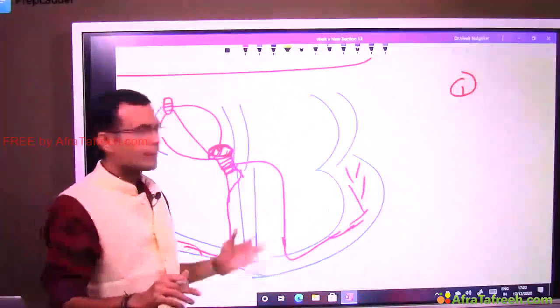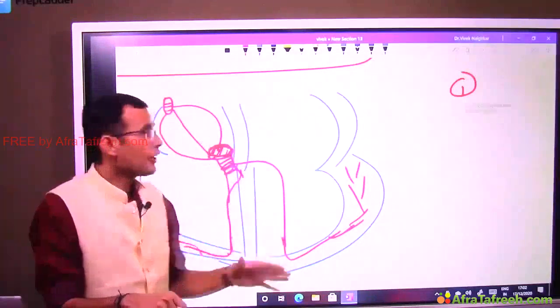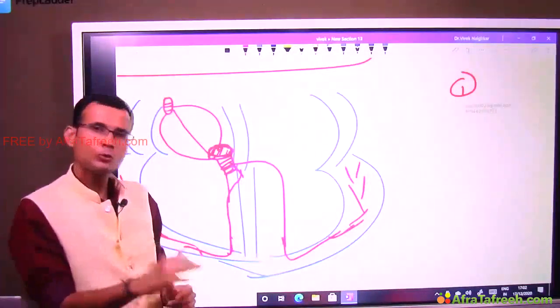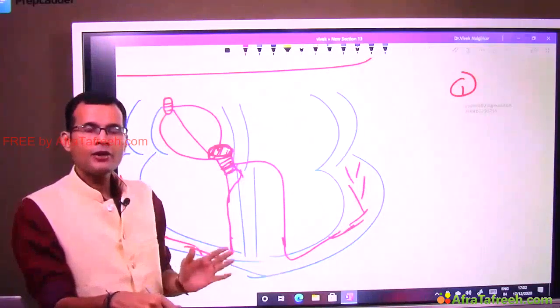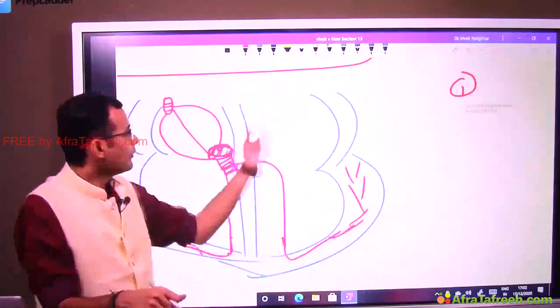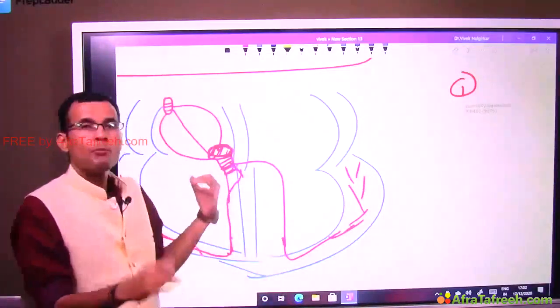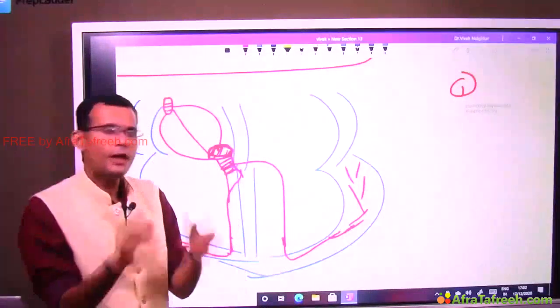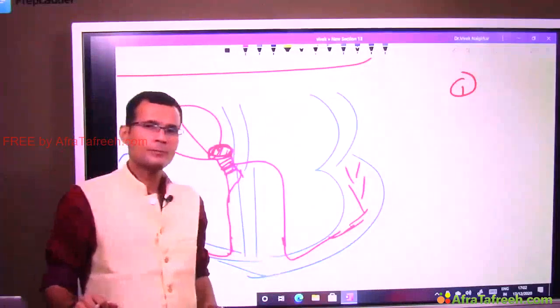Choose the correct statement of the following. This is about atrial excitation. Choose the correct statement. Which atrium excites first? A. Right atrium excites ahead of left atrium. B. Left atrium excites ahead of right atrium. C. Both atria excite together at the same time. Or D. Depends on the size of the atria.